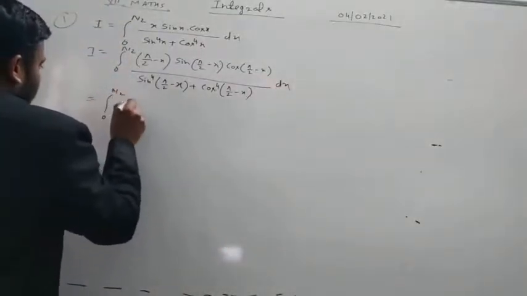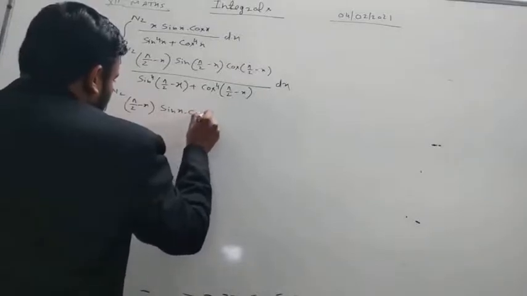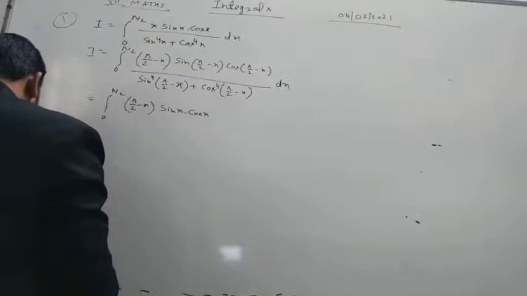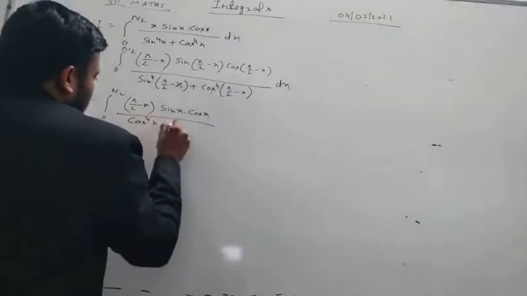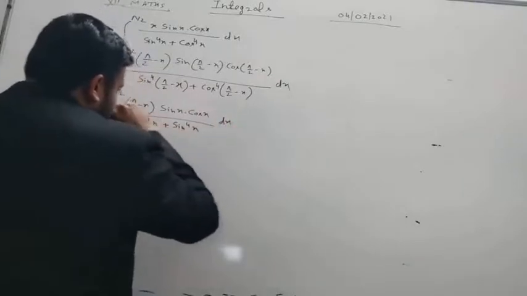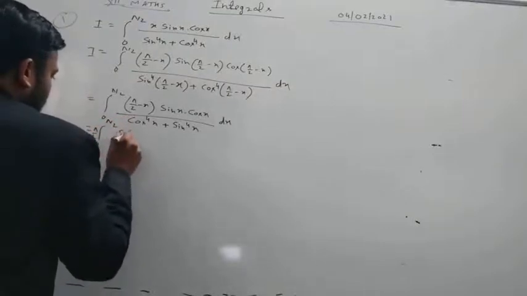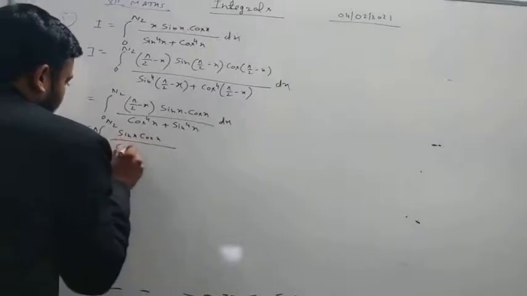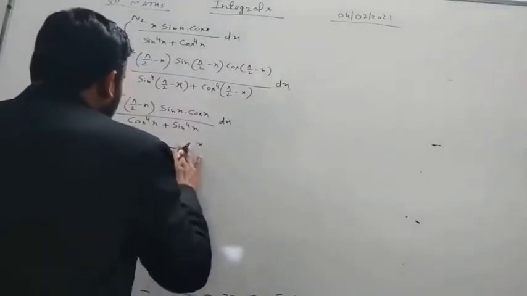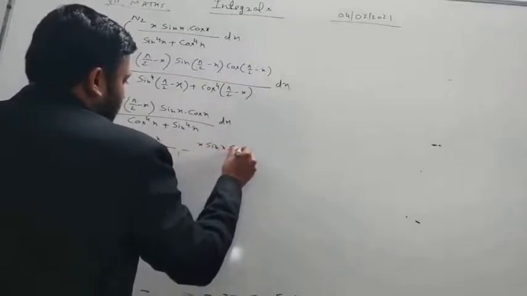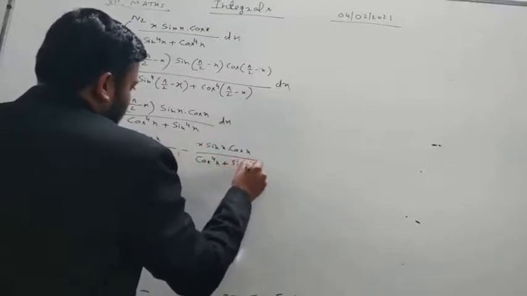Okay, students, so we can write pi by 2 minus x, and sin becomes cos x, and cos becomes sin x, divided by cos to the power 4x plus sin to the power 4x dx. Now, students, we multiply inside, and we get pi by 2 times sin x cos x divided by cos to the power 4x plus sin to the power 4x, minus x sin x cos x divided by cos to the power 4x plus sin to the power 4x.